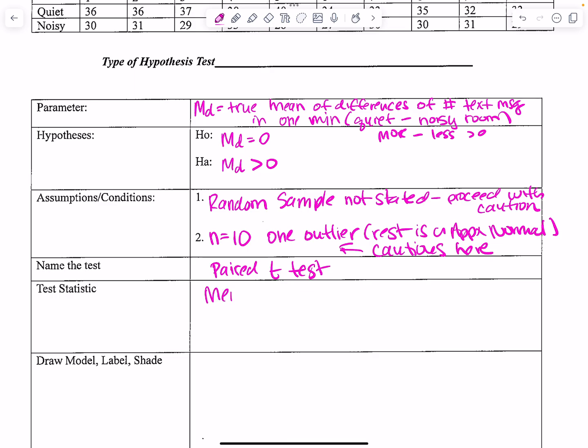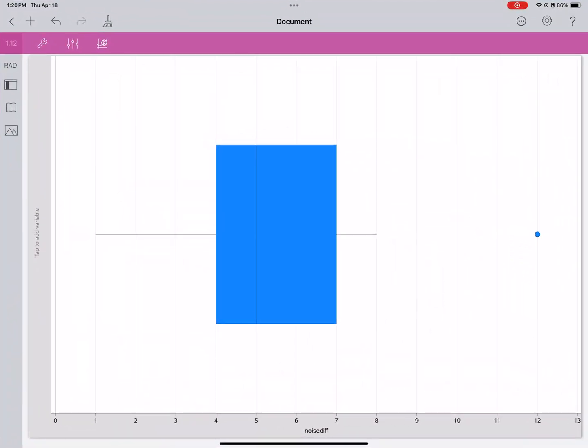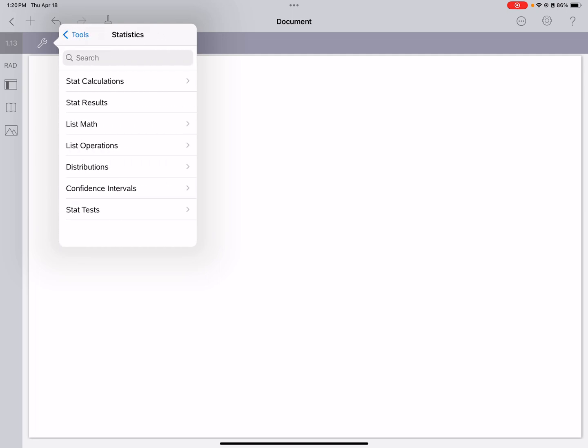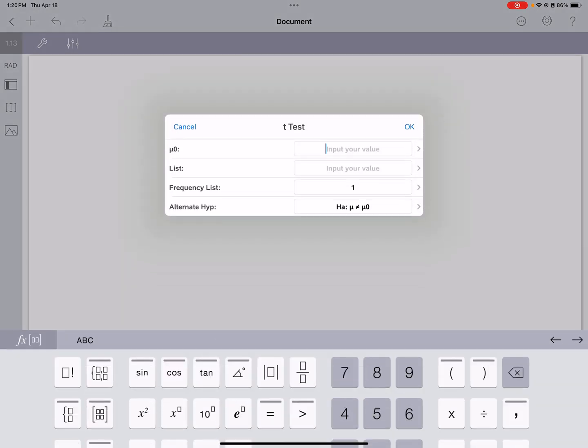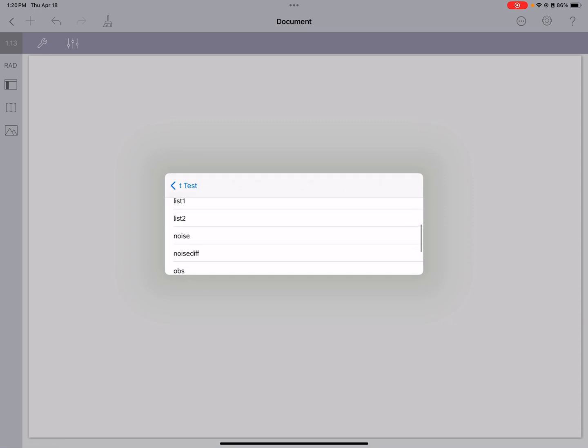To find the test statistic, we're going to go to menu, stat, test, and we're going to go to a t-test, and we're going to go to data. And we're going to see a list, and we're going to use the drop-down menu. Okay, so I go to calculator page, and I go menu, stat, test, t-test, and I'm going to go to data, and I'm using my drop-down menu. Oh, I forgot to tell you, mu is going to be 0. My list is going to be a drop-down menu, and I called that noise diff.